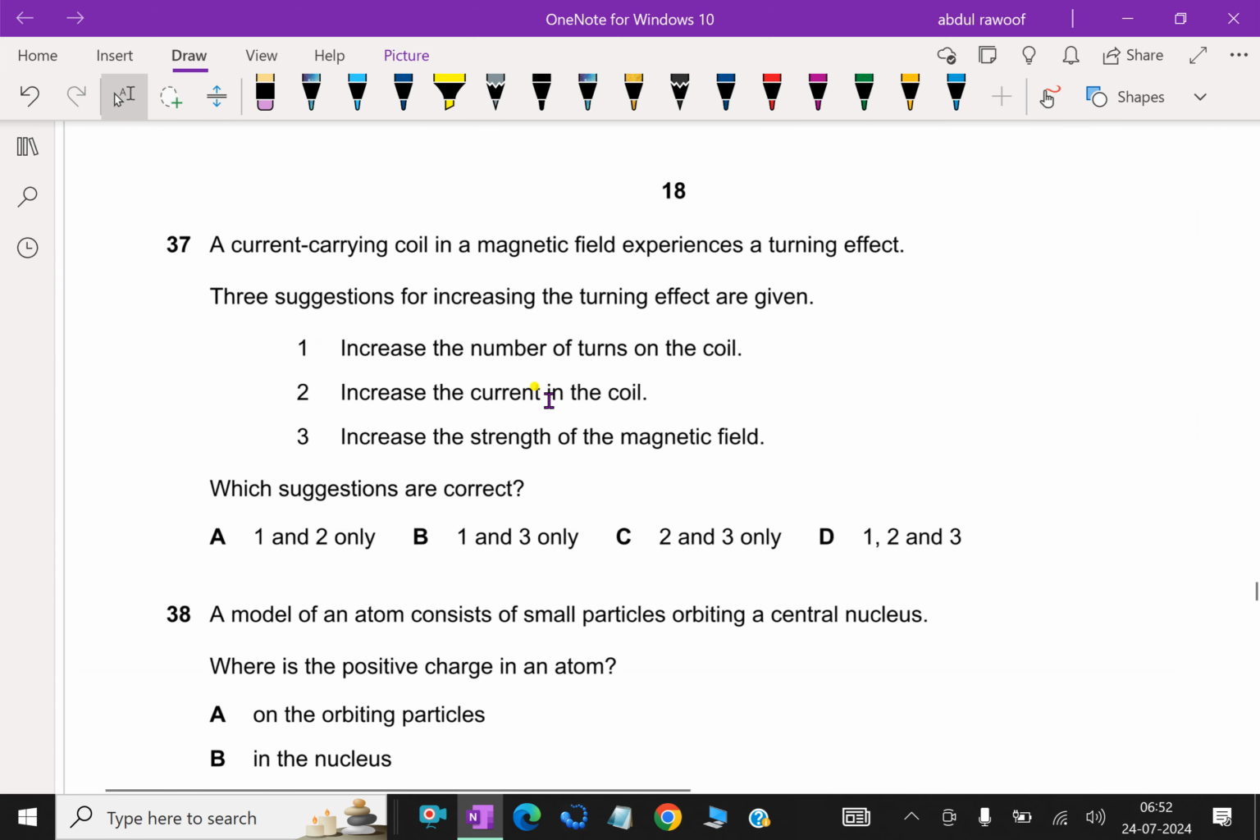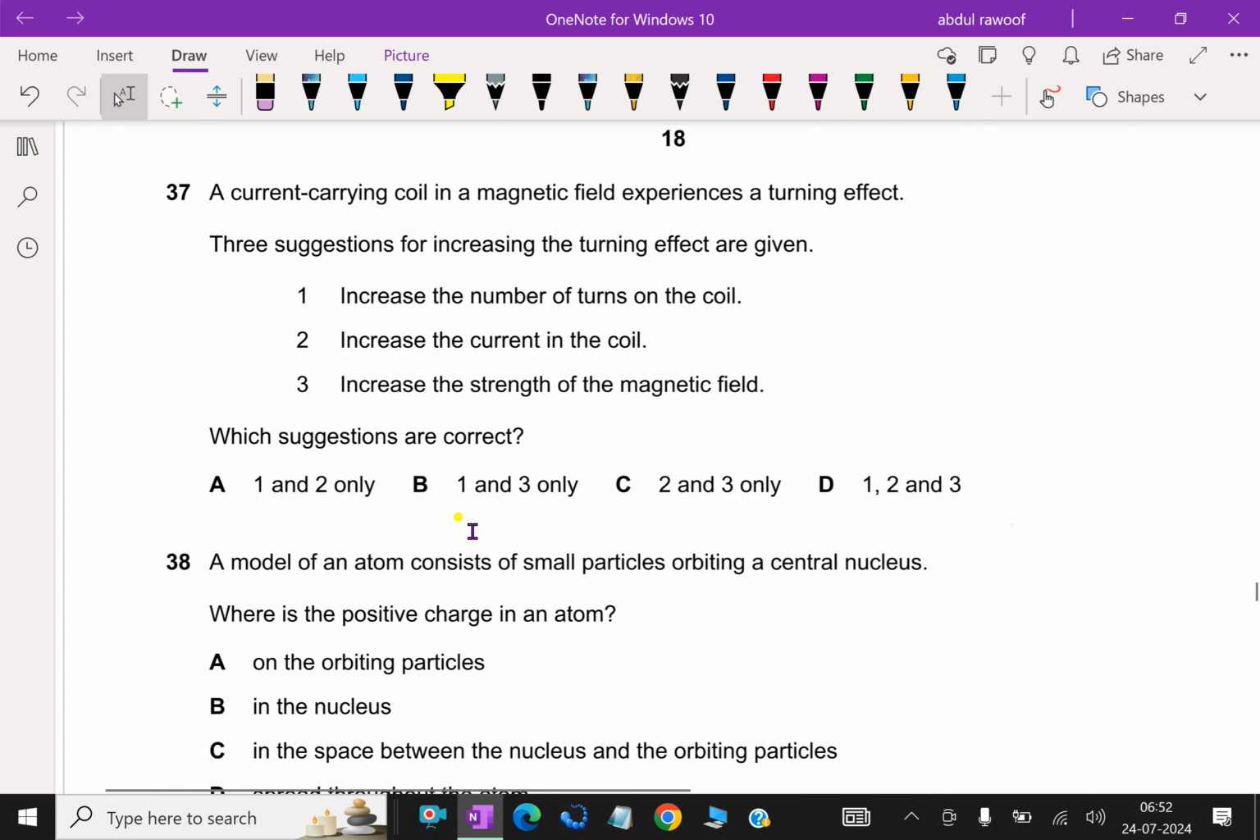Next question. A current carrying coil in a magnetic field experiences a turning effect. 3 suggestions for increasing the turning effect are given: increase the number of turns on the coil, increase the current in the coil, increase the strength of the field. So all options increase the turning effect. Therefore, it is option D, 1, 2 and 3.